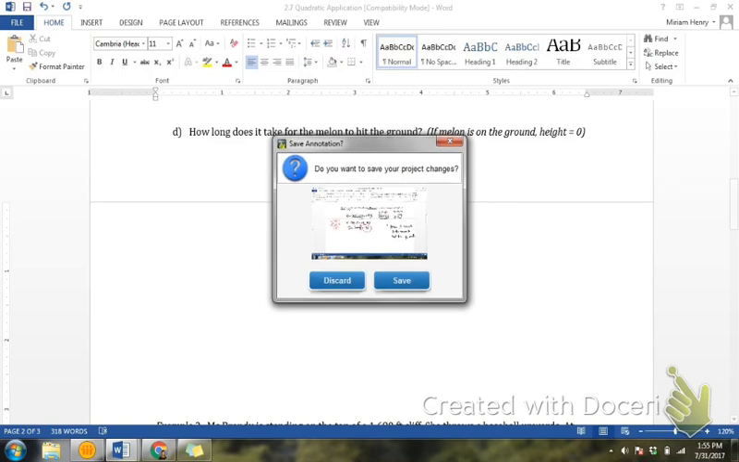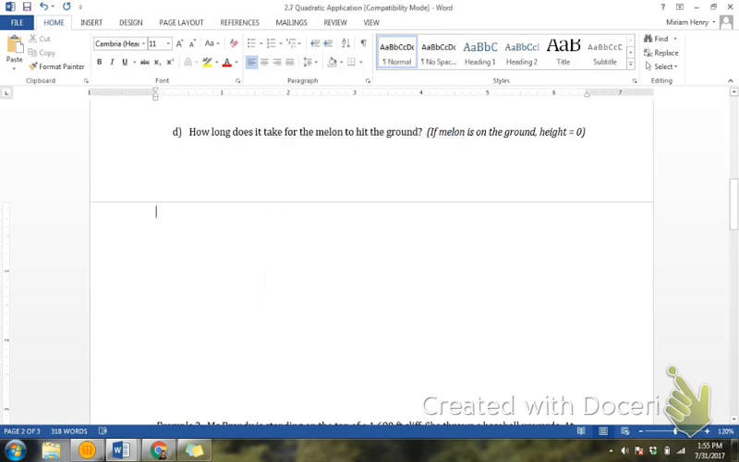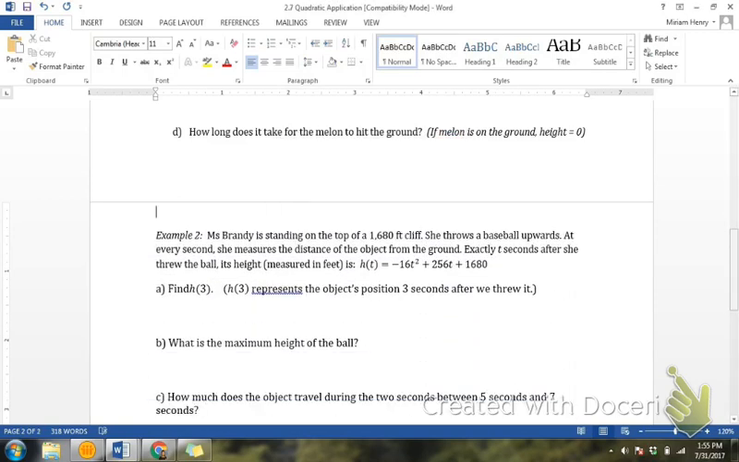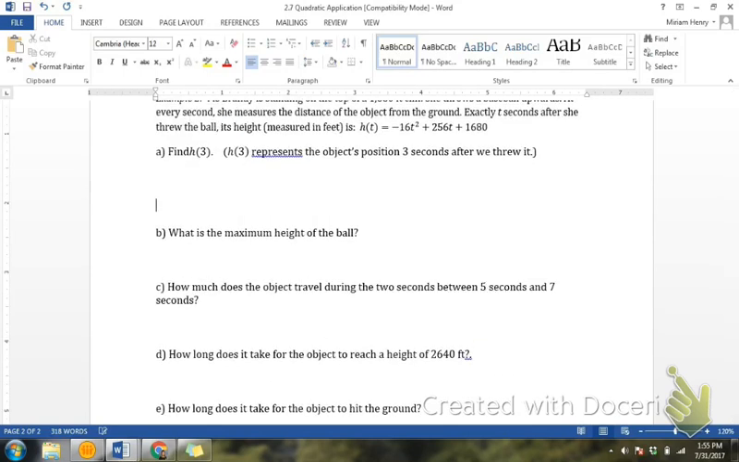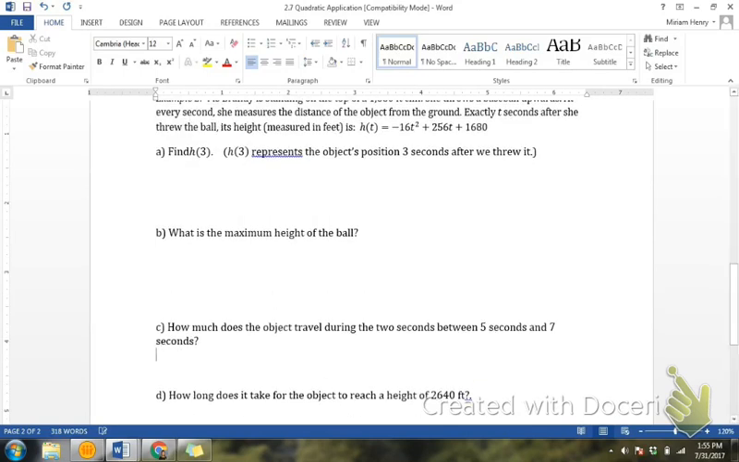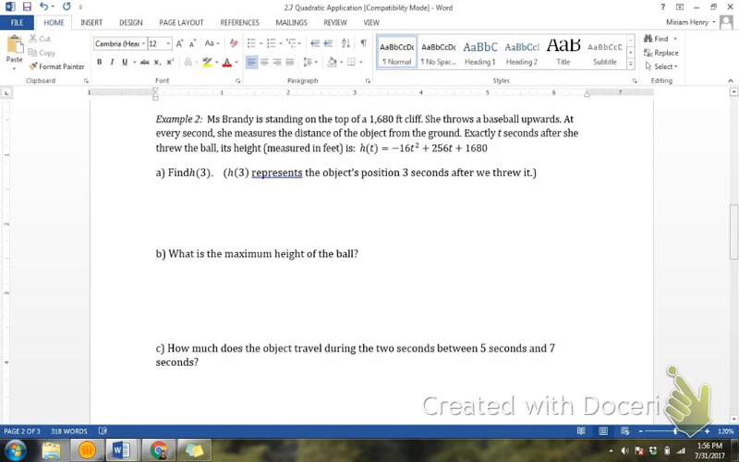So we're talking about the same kind of stuff. Take a breather, folks. Okay, here we go. Miss Brandy is standing on top of a 1,680-foot cliff. Guys, this number is not necessarily what you need to plug in. It's just giving you some information. We can think of it not as useless information, but we are not going to be plugging that information in, okay? She throws a baseball upwards.